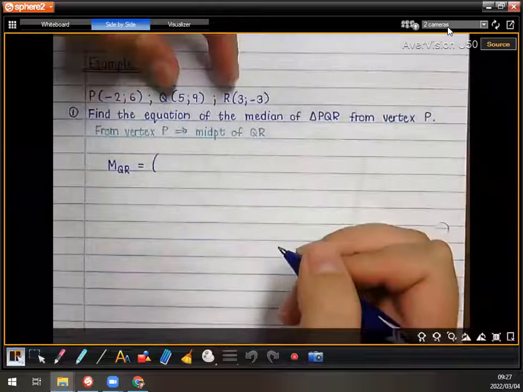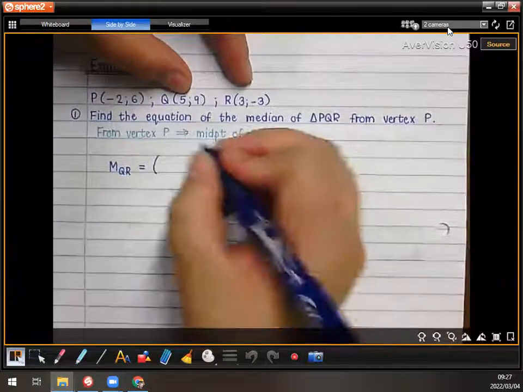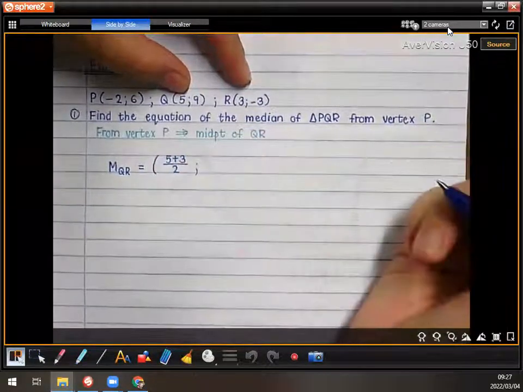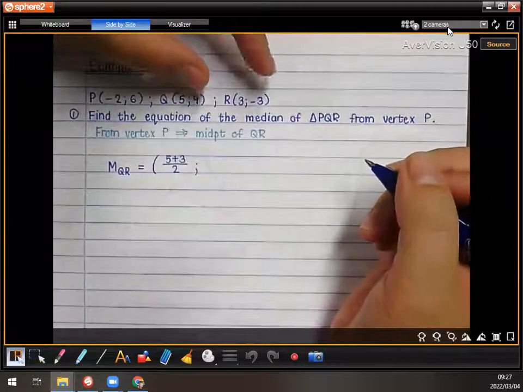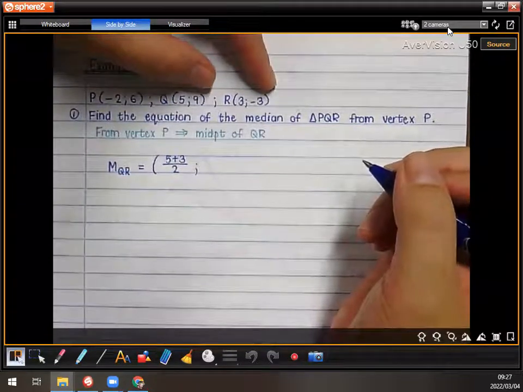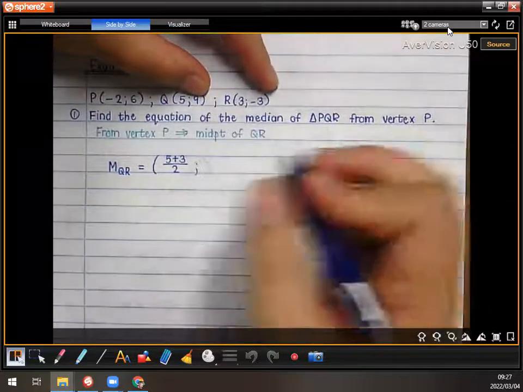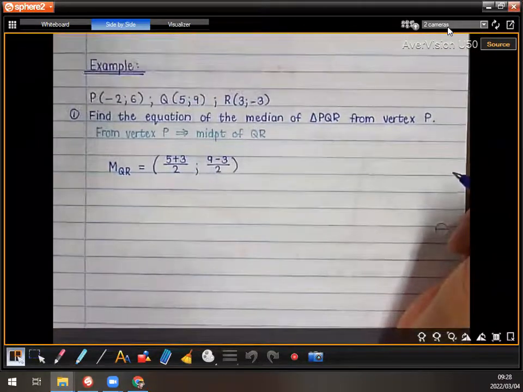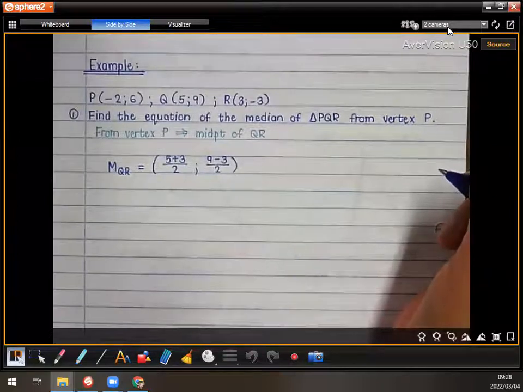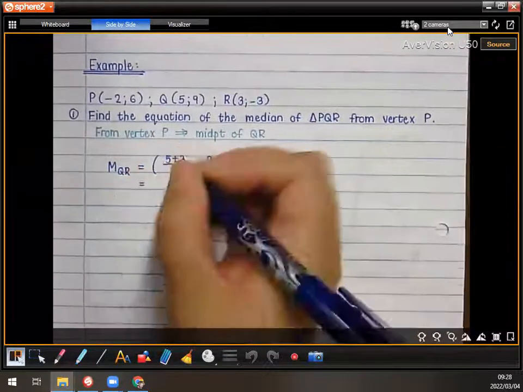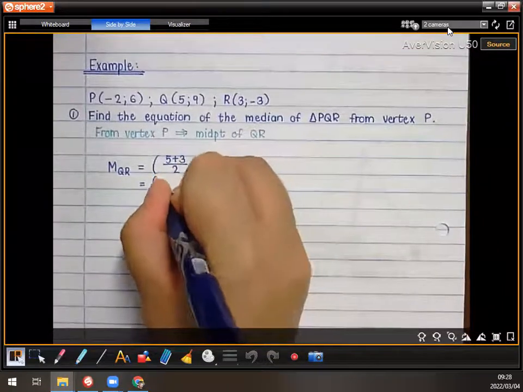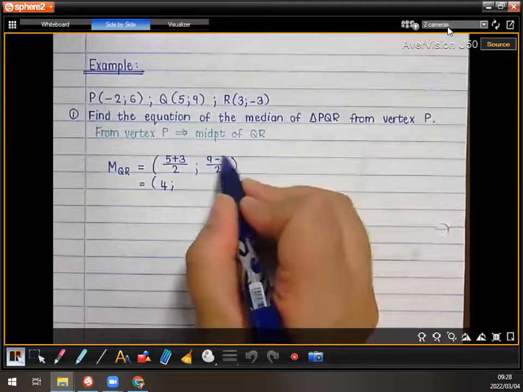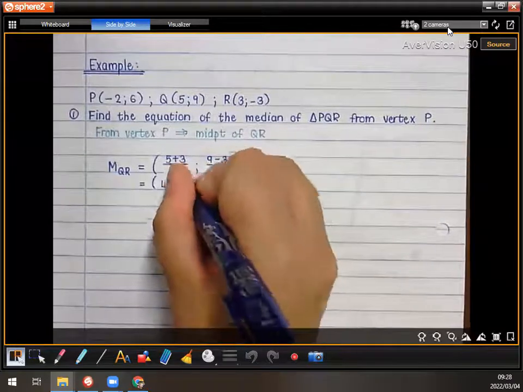Okay, for the midpoint, we take the sum of the two x values. So we're going to do 5 plus 3 over 2. Remember, midpoint formula, we add the two values together and we divide by 2. And for the y value, it's now going to be 9 minus 3. All right, so it's a negative number there. 9 minus 3 over 2. You can use a calculator or you can just work that out. 5 plus 3 is 8, and 8 divided by 2 is 4. Then we have 9 minus 3, which is 6, and 6 divided by 2 is 3.